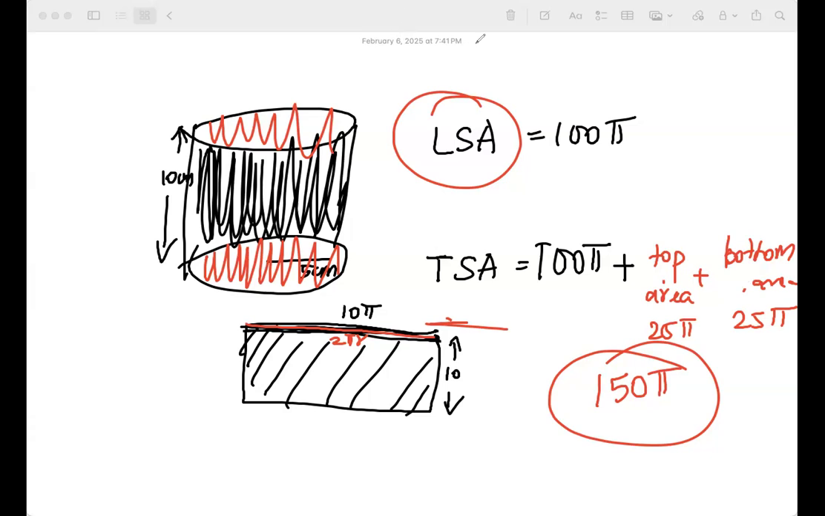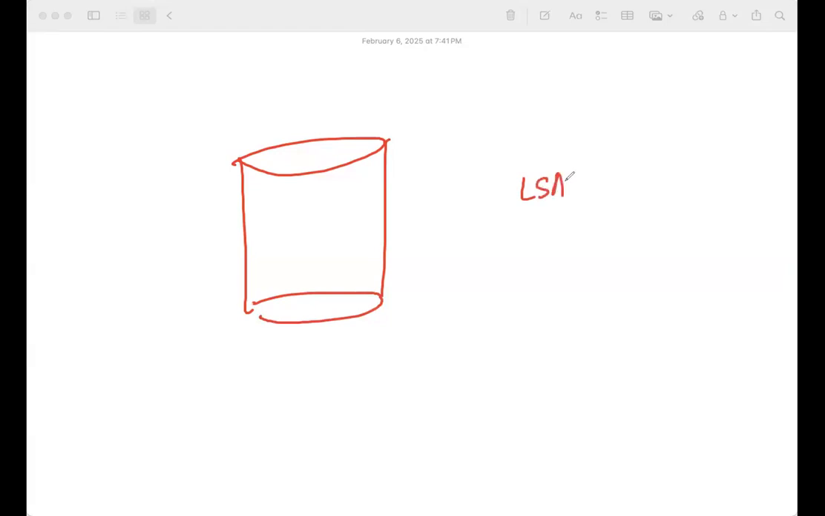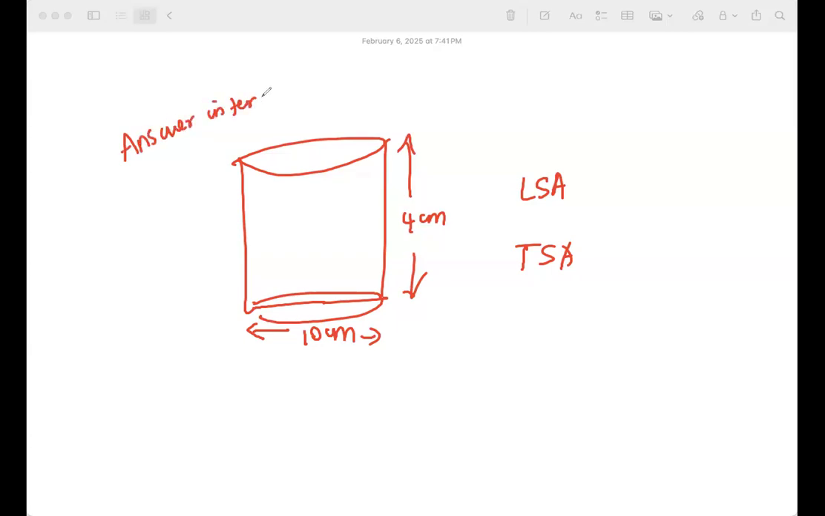Okay. That's a difficult one, right? How about this? I'll give you a cylinder. Find the lateral surface area and the total surface area if this is 10 centimeters. Answer in terms of pi. Try, guys.